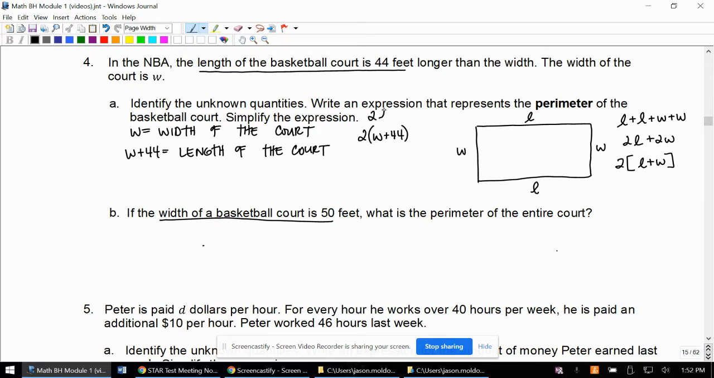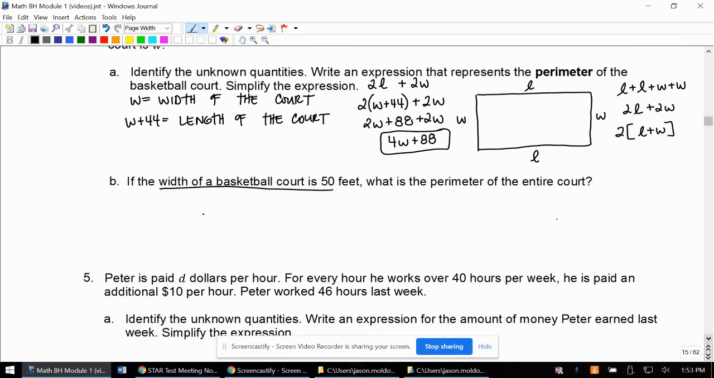So I'm going to use 2L plus 2W, which is 2 times W plus 44 plus 2 times W. All right, and then I'm going to simplify. 2 times W is 2W. 2 times 44 is 88. Plus 2W is 4W plus 88. And there is my simplified linear expression with variable in front and constant at the end. And then we are going to have W be 50.